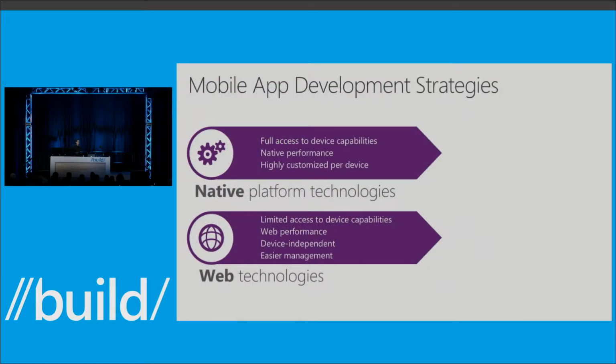There are basically 2 different strategies that we see people taking when it comes to building mobile applications. Number 1, they start with building native platform technologies, native apps, using the native tools for each of the devices that they target. And so they get full access to the device capabilities, they get fantastic performance for those apps if they continue to tune it, and it's very customized per device. On the other end of the spectrum, we see people building from web technology. So they start with a website maybe, and they might optimize that website for mobile experiences, but still be contained in the browser.